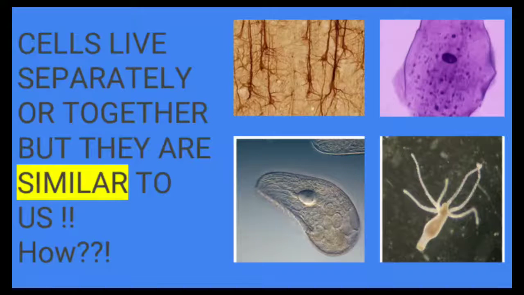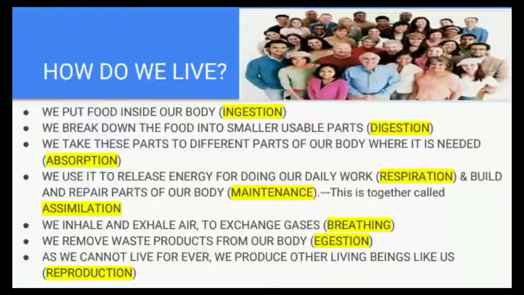Cells live separately or cells live together, but they are similar to us. Let us find out how. You can see the different types of cells there: nerve cell, cheek cell, then below we have amoeba, and then we have hydra. So, all these cells are similar to us. How? Let us find out. Let us examine how we live.